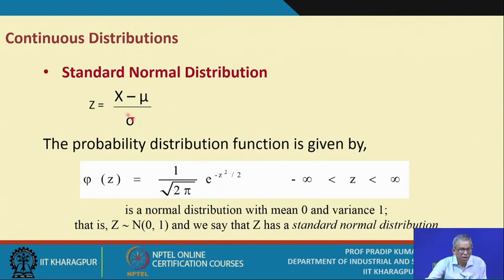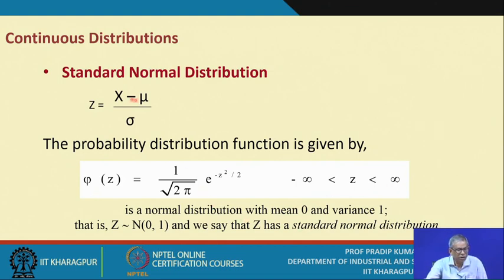So this way, the z has been defined, and so obviously the probability density function, it's not distribution function, density function, is phi z equals 1 over root 2 pi e to the power minus z squared by 2. Is it okay? So where z may lie anywhere between minus infinity to plus infinity.